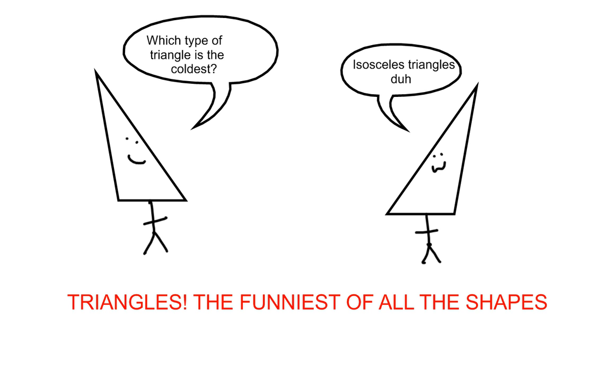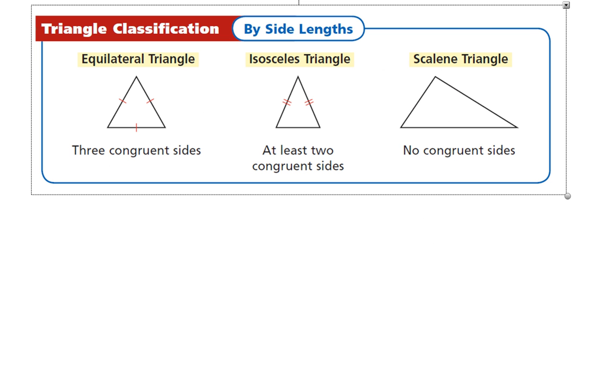Okay. So triangles is what we're moving on to. Since we've done points and lines, now we need to make shapes. So we start with triangles, the funniest of all the shapes. So first thing we look at, nice and easy, nothing new here. How do we name triangles?